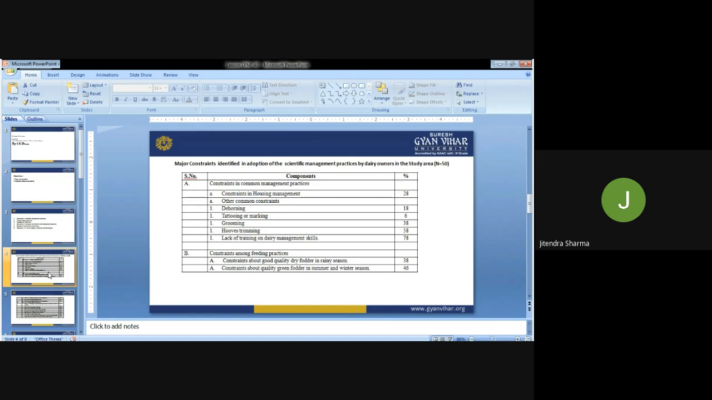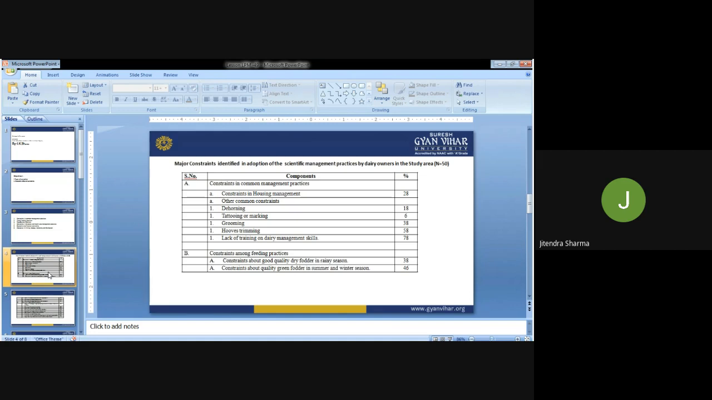Then the second group of constraints, among feeding practices. Constraint about good quality dry fodder in the rainy season. In Rajasthan we have this issue because in summers and winters dry fodder is available, and when there is scarcity we can buy it from the nearby state. But in the rainy season, because of heavy rain in the allied states, the availability of dry fodder is a very big issue, and this was raised in the research by 38% of dairy farmers.